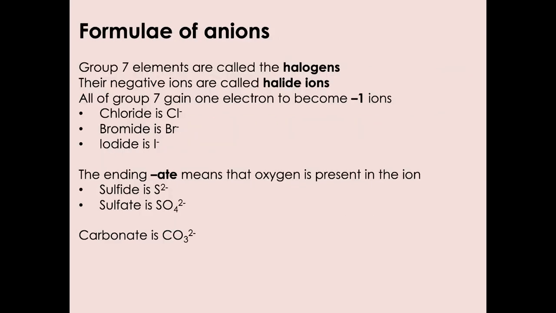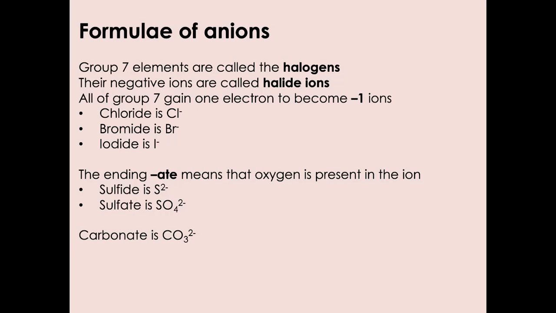So before we start, we need to talk about the formula of anions. In group 7, we're going to look at the halide ions. The group 7 elements are called the halogens. Remember, the groups are the columns in the periodic table and the periods are the rows. If you look in your periodic table and find group 7, you'll see that it's got fluorine, chlorine, bromine, iodine. Now, when they form ions, because they're non-metals, they form negative ions, and we call these the halide ions.